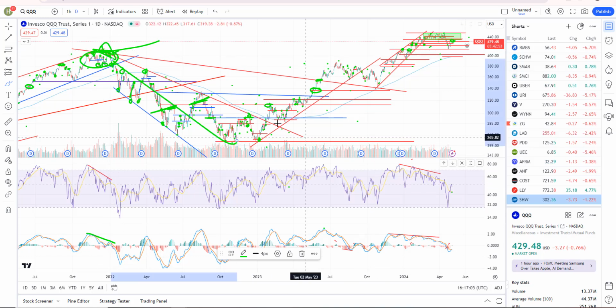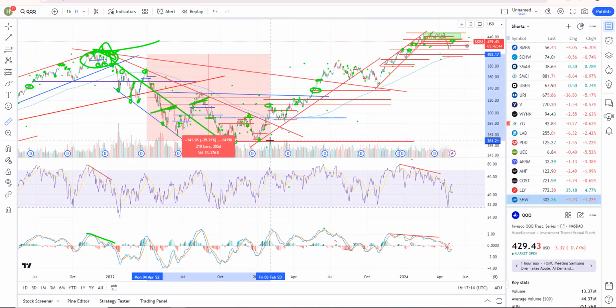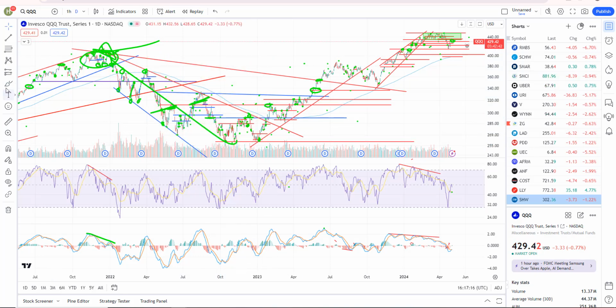We caught pretty much that entire downfall. I guarantee most people, especially those perma bulls and the ones that are trolling me, were underwater down there. Caught, you know, that's a good 35% drop. Now, yes, I do agree.